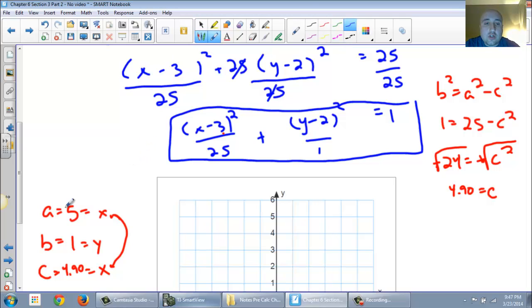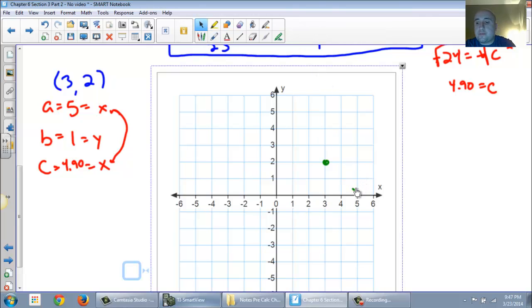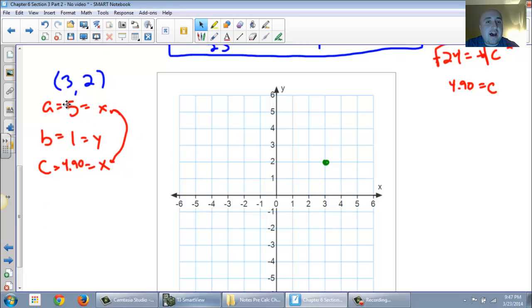Okay. Different color here. Our center, what is attached to our x? x minus 3, so 3 is my x value. y minus 2, so positive 2 is my y. All right, so all of this information here on the left is everything we need to have to graph. Okay, our center is at 3, 2. That's 3 to the right, 2 up. And our a value is 5, and that's on the x-axis.